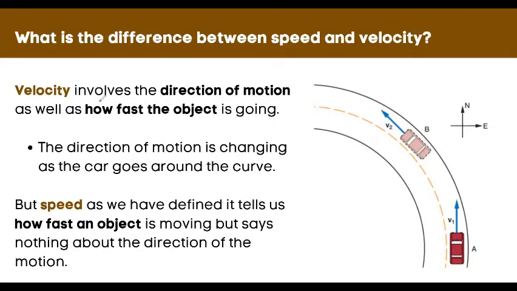Okay, so again, when we say velocity, it involves the direction of motion as well as how fast your car is moving. So we can say that the first velocity is different from the second velocity. The speed, as we all know, is only defined as how fast an object is moving, but does not say anything about the direction of your motion. So that's the difference between speed and velocity.